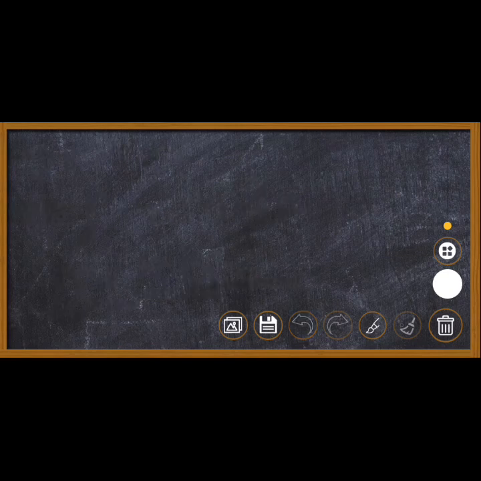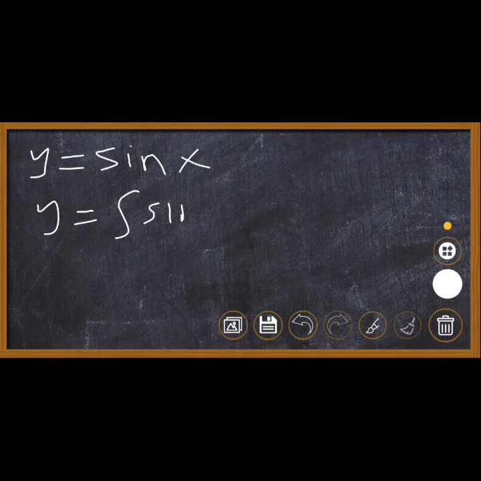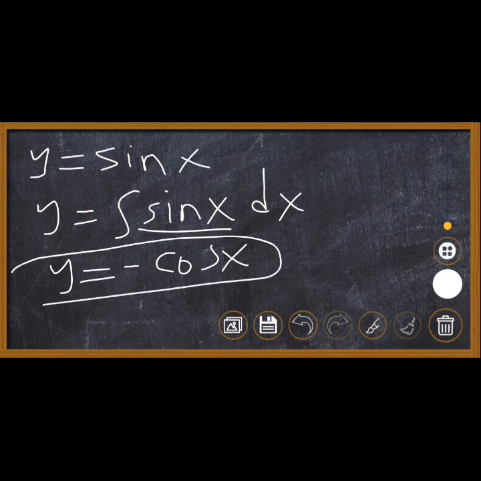So let's say you have been given y equals sine x. What is the integration of sine x? So y equals the integral of sine x, with respect to what? To x. So in this case, what is the integration of sine x? Okay, it's negative cos x. So these are known as the fact answers.